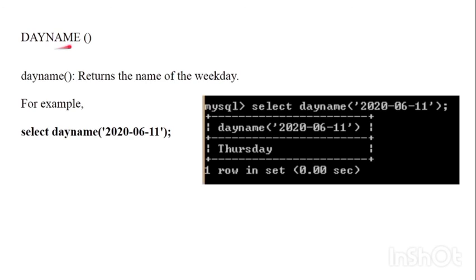Next is day name. Day name function returns the name of the weekday. So the example is select day name, a date is given. So from the select statement, the day name function will return the day corresponding to this date. So this date is Thursday. So it returns it as Thursday.